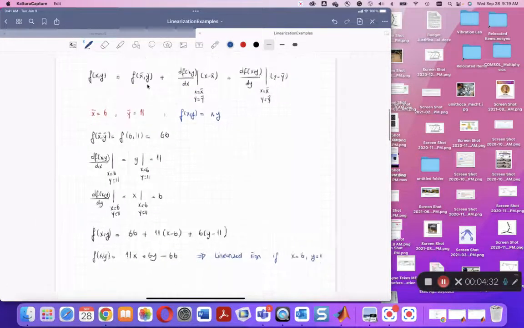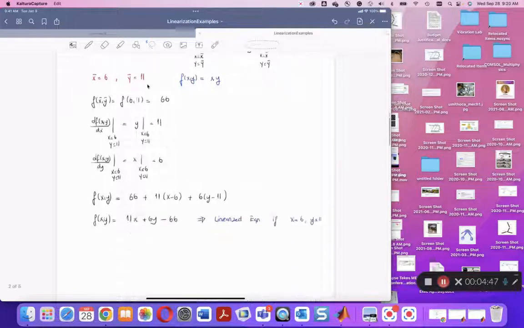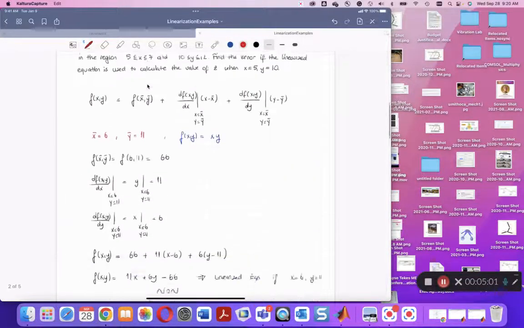Now the second part of the solution is to find the error. If you're using the linearized equation instead of this nonlinear equation, find how much error you're making. This time we're going to select two different points, x equal to 5 and y equal to 10. So please do not confuse those two. I'm solving for the error with my new points. So in this case, x is selected to be 5 and y is selected to be 10.